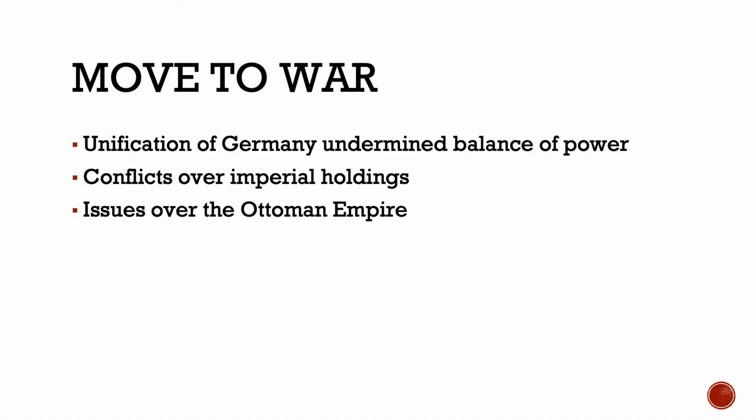You may remember that at the end of the Napoleonic Wars, there was the creation of the idea of balance of power. If the big 5 states, remember that's the United Kingdom, France, Austria-Hungary, Prussia, and Russia, all work together, you could avoid war. And that was really the aim. But as we move into the early 20th century, some things are changing.